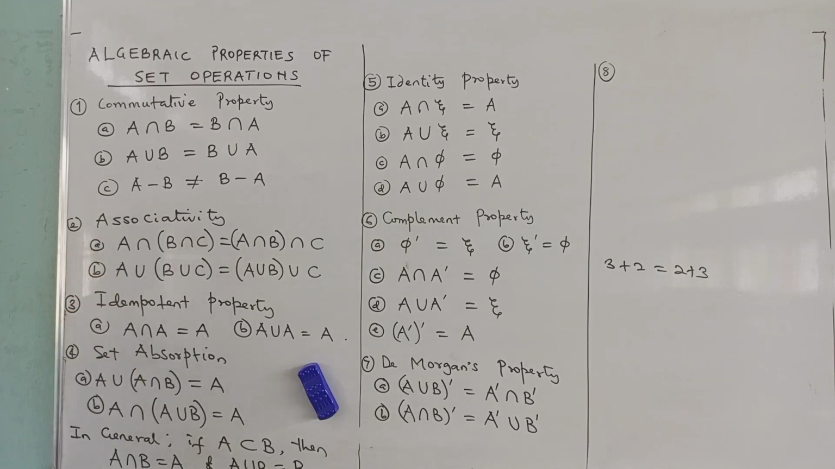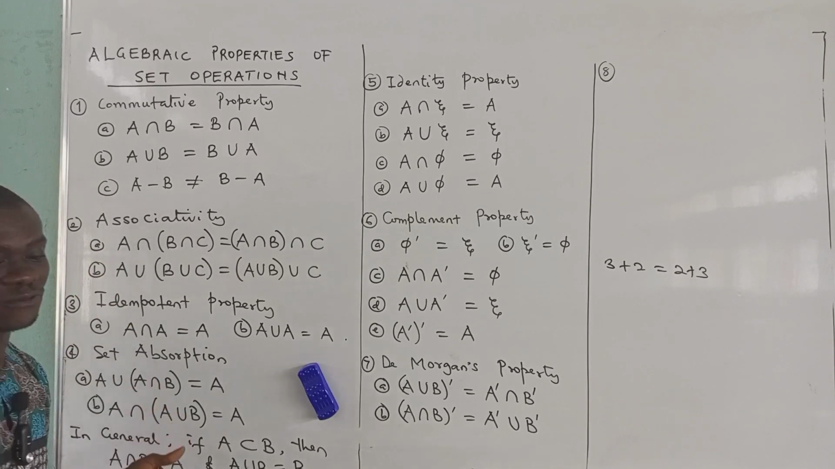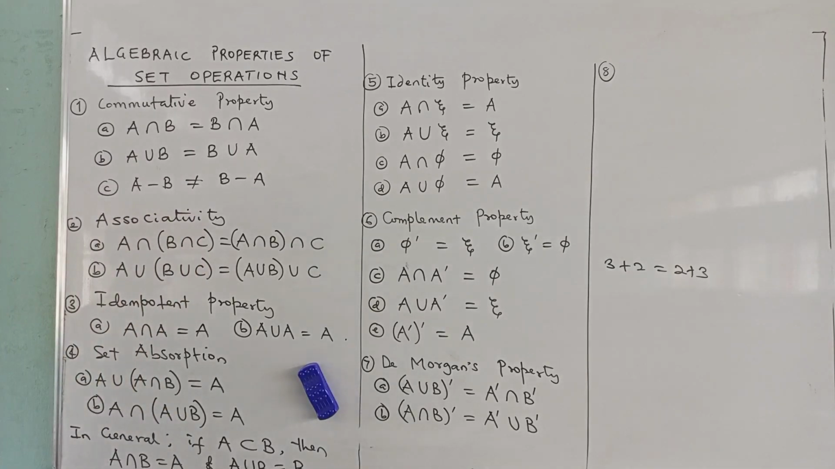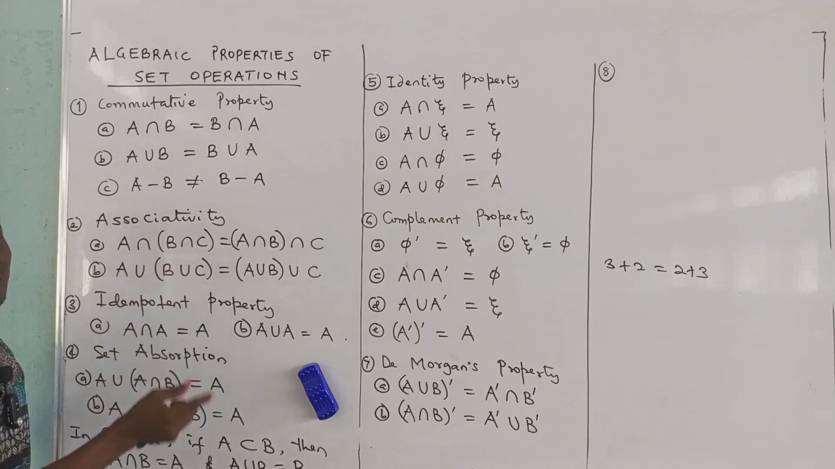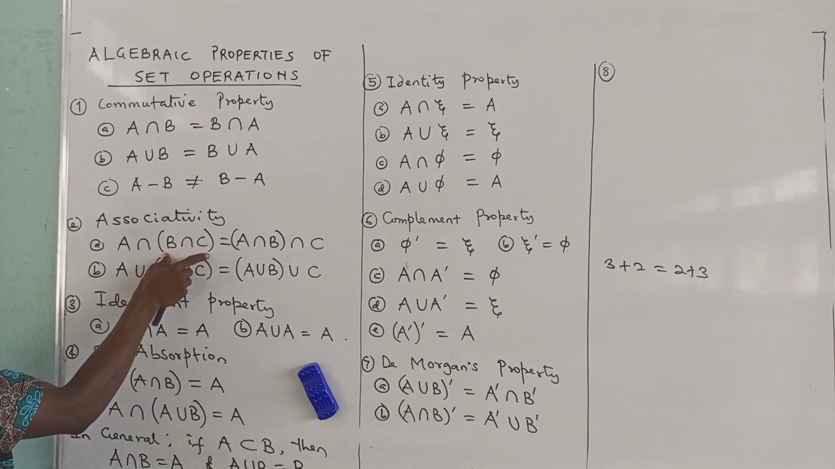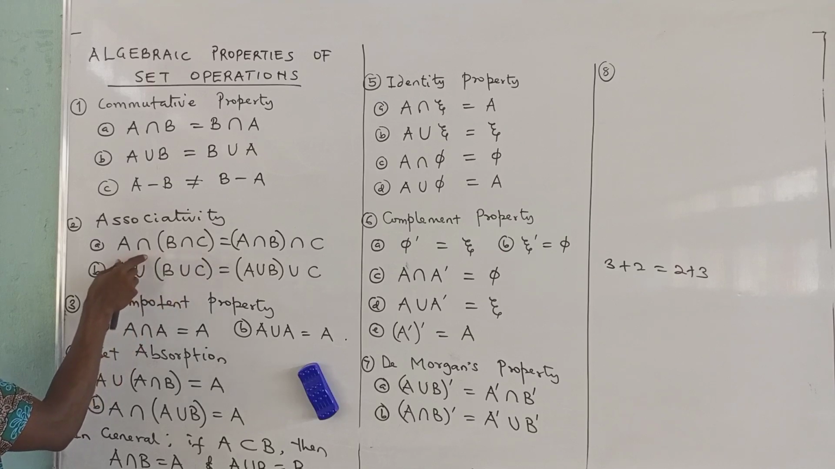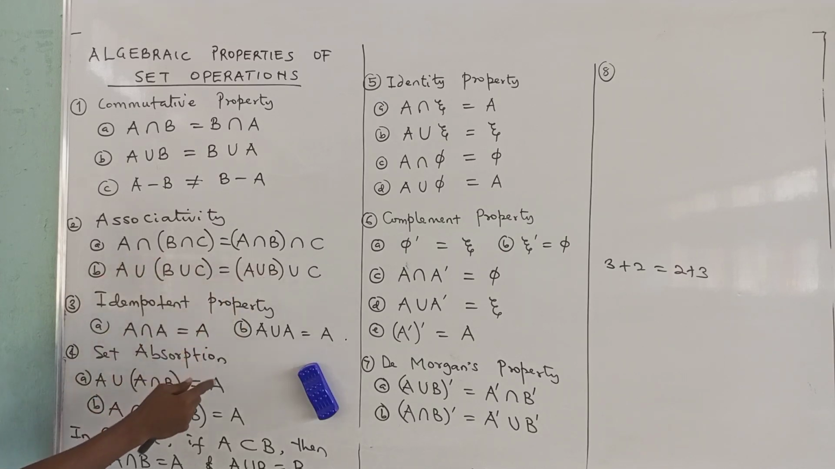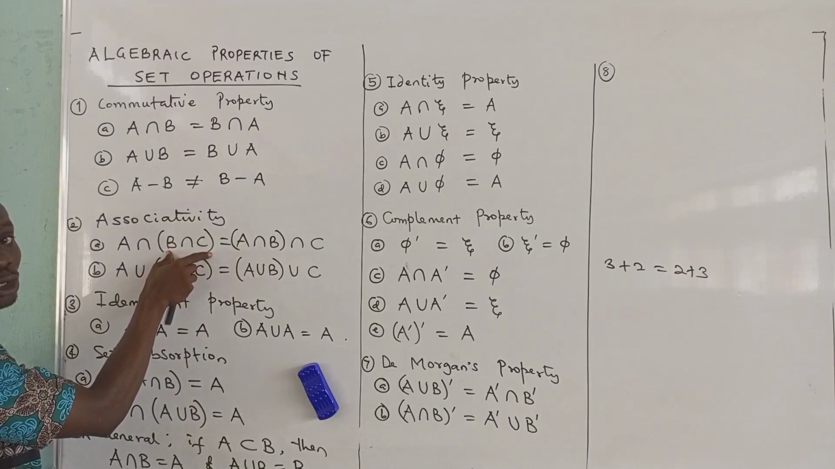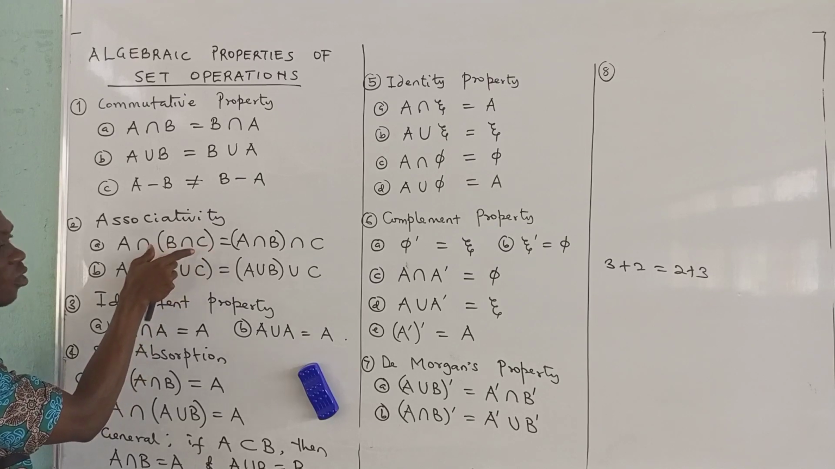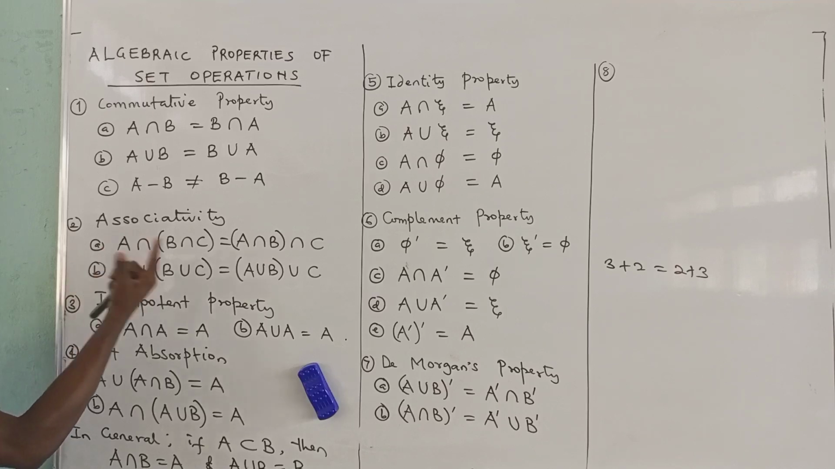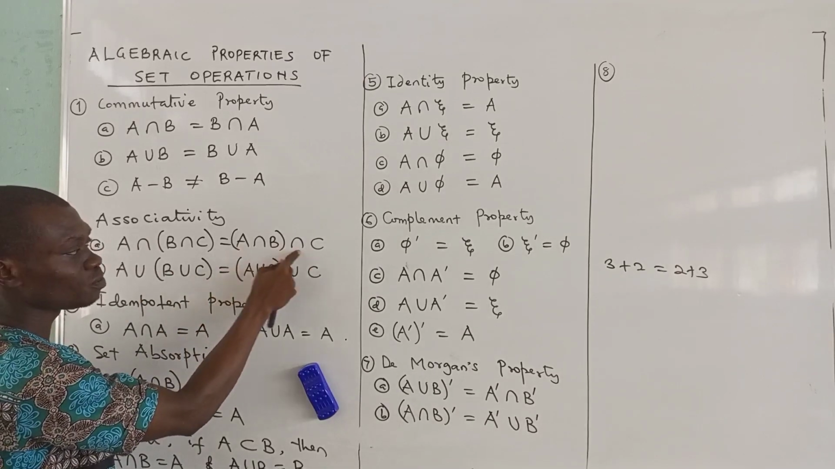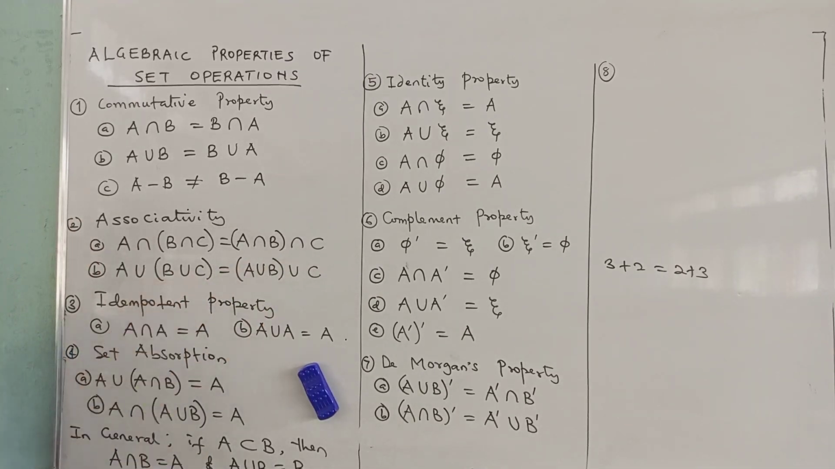Now, what about associativity? Associativity is saying if I have three sets and I want to take the intersection of the three of them, this is a binary operation. You can only take two at a time. So I can only take the intersection of two, then I will take my answer with the third one. So associativity is saying if I take the intersection of the last two before taking the answer of that with the first, it is the same as taking the first two with the last. And that also holds for associativity.